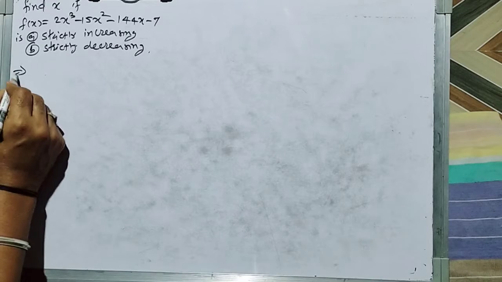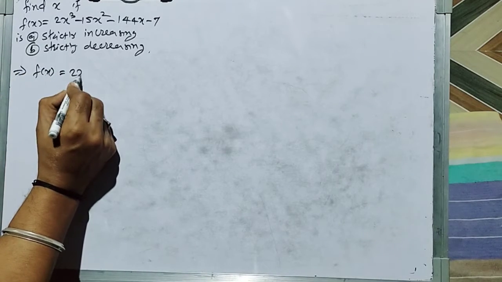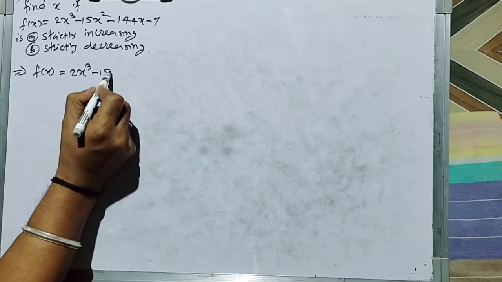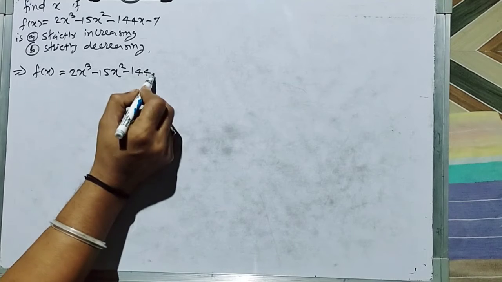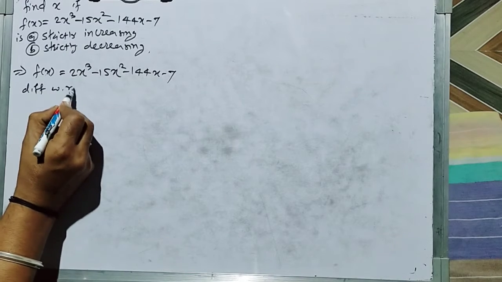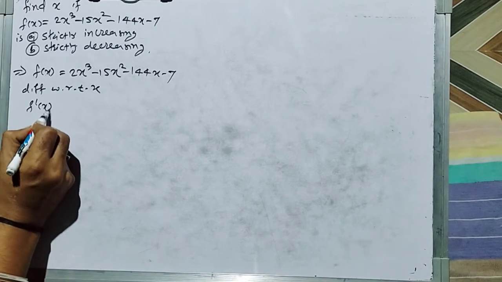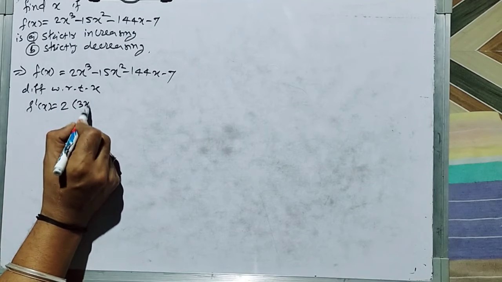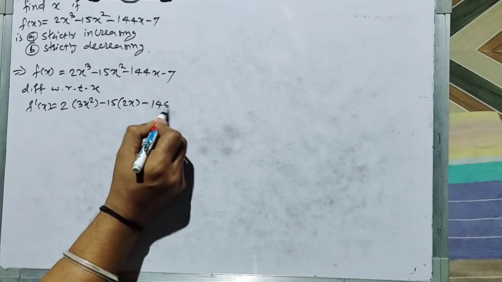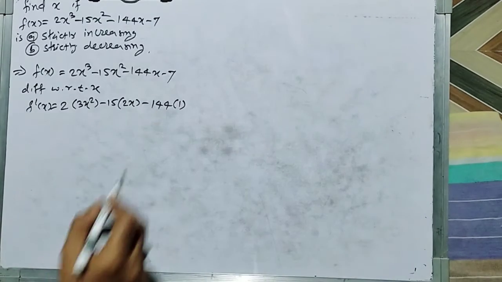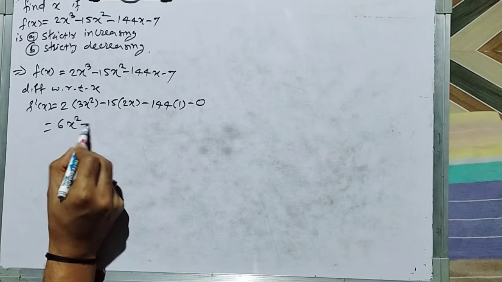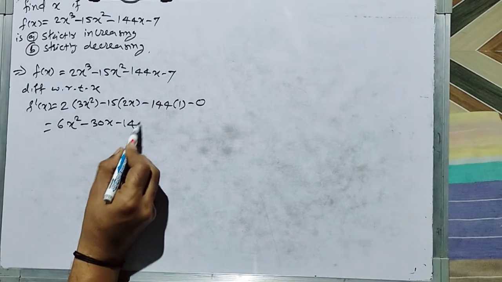So here f of x is twice of x cube minus 15x square minus 144x minus 7. So differentiate with respect to x. So f dash of x is equal to 2 into derivative of x cube, which is 3x square, minus 15 into derivative of x square, which is 2x, minus 144 into derivative of x, which is 1, minus derivative of 7, which is 0. So this is equal to 6x square minus 30x minus 144.